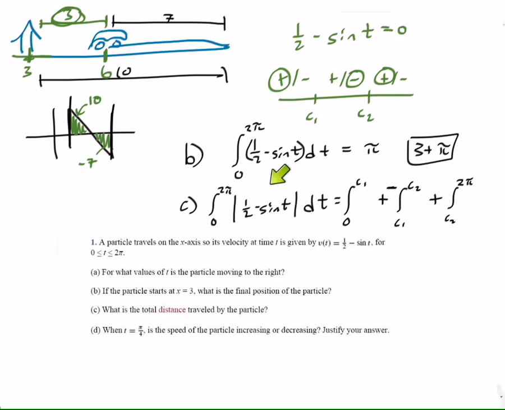Okay, I'm going to leave it at that. You guys write that down and work on that. Last one says, when t equals pi over 4, what is the speed of the particle? Is the speed of the particle increasing or decreasing? What's that called? When your speed is increasing, what are you doing? You're accelerating. If you're decreasing, then you're decelerating, right?